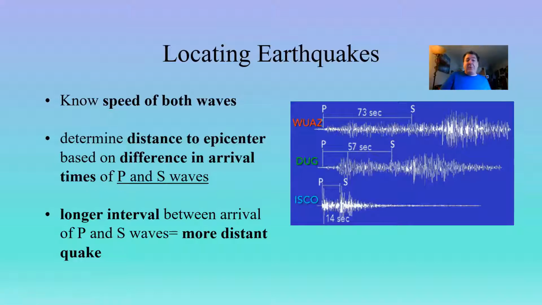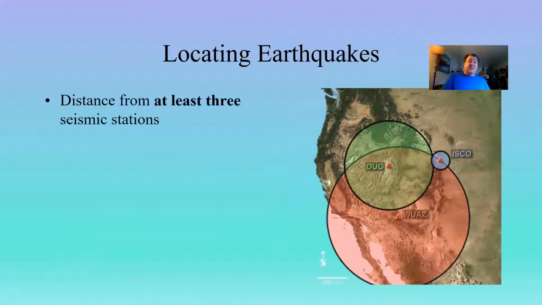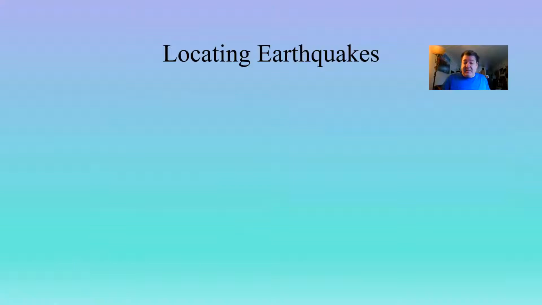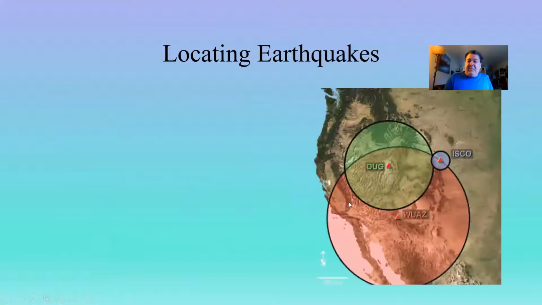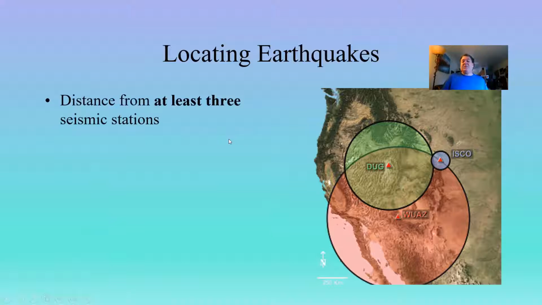So in order to figure out where it is, we're going to need to use at least 3 different stations, right? So if we look back here, here's our WUAZ, DUG, and ISCO, our 3 different stations, right? Farthest away, second farthest, closest. Now if we look here, we have those farthest away, second farthest, closest, kind of plotted there, right? And what we're showing is you need at least 3 seismic stations. This is the same thing with GPS for your car or your phone. You need at least 3 satellites to do what's called triangulation, right?